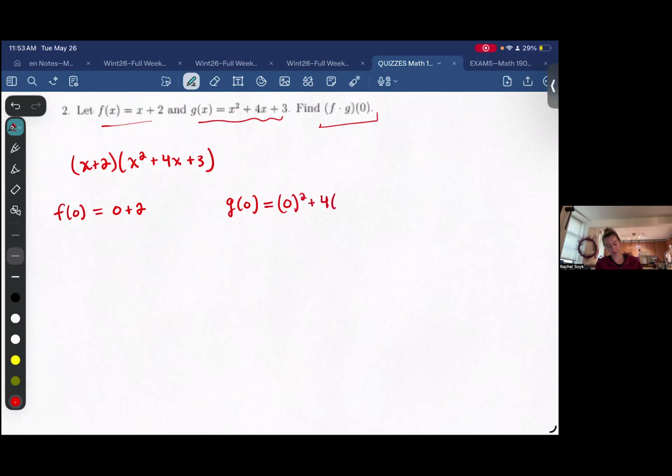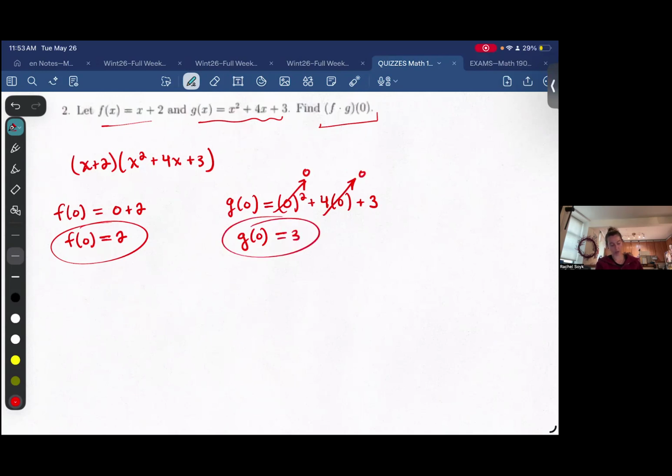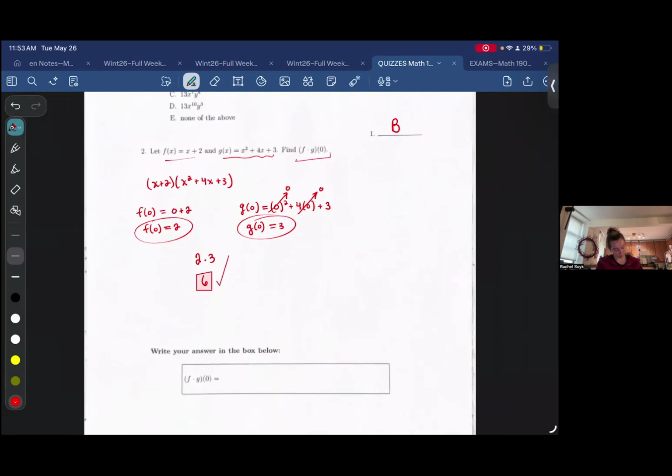I'm showing my work for this, but notice wherever you see an x, it just shoots to 0. So my f of 0 is just 2, and my g of 0 is just the constant, which is 3. And then we want to multiply these two together, 2 times 3, which gives us our final solution as 6. So f times g of 0 is just 6.